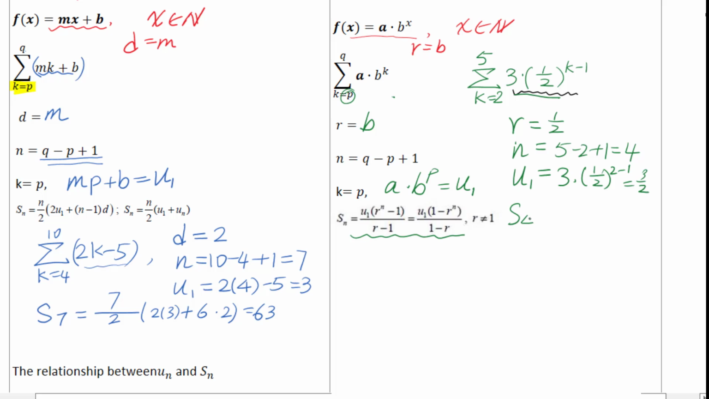S sub 4 equals, u sub 1 is 3 over 2, times 1 minus 1 over 2 to the 4th power, over 1 minus 1 over 2. Answer will be 45 over 16. The formula for arithmetic series is this one and this one. There are two formulas for geometric series. You can use either one. You will get the same answer.